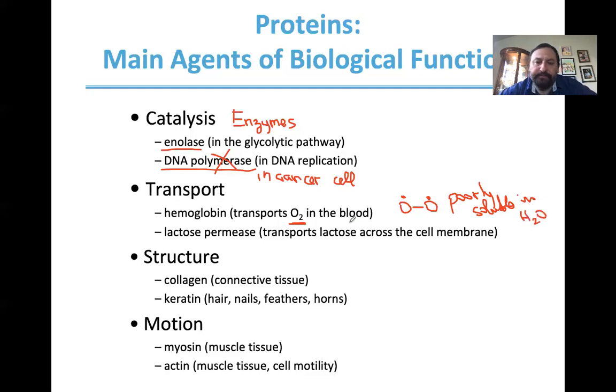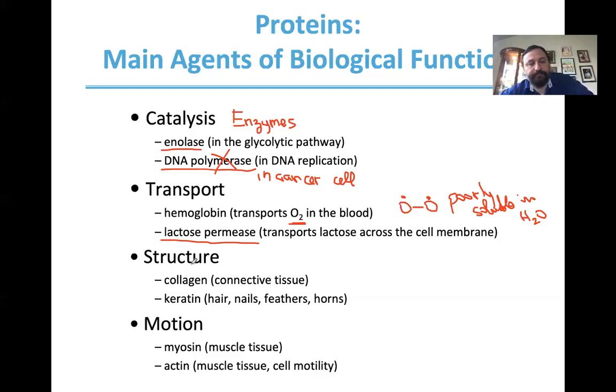There is a protein known as hemoglobin. It will transport oxygen from the lungs to the various tissues, which are actively respiring and require oxygen. There are also transport systems to bring various molecules across the cell membrane, so there are active transport mechanisms. For example, lactose permease transports lactose, which is a sugar, across the cell membrane.